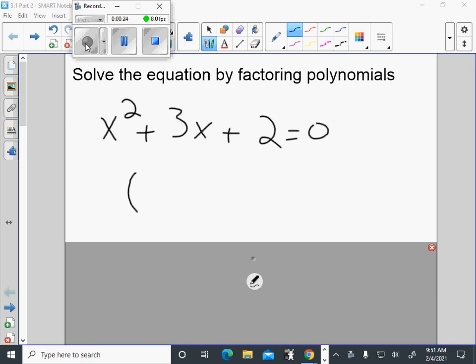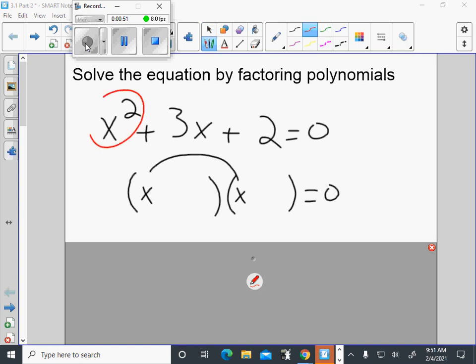Each answer is going to look something like this, with two parentheses being multiplied by each other. Okay, and our first one, what we're going to have here, is going to be x. Why? Well, you guys were taught how to multiply binomials together, right? We were taught to FOIL. The first times the second. Well, what's x times x? It's x squared. Right? X times x is x squared. That's where those front two x's come from.